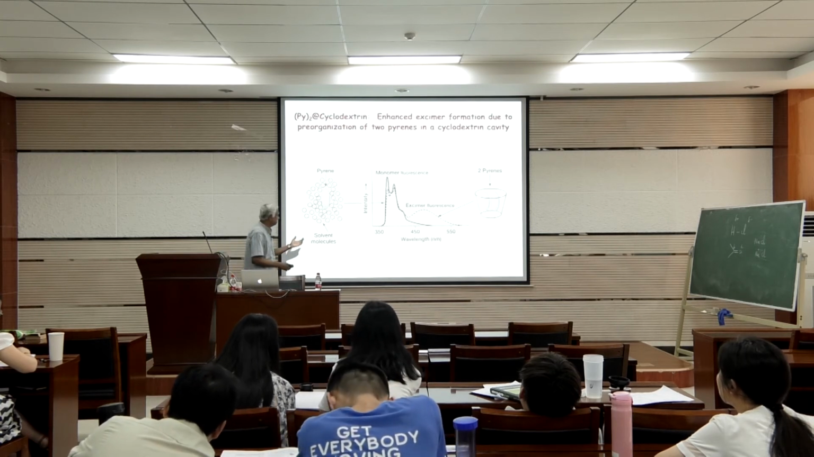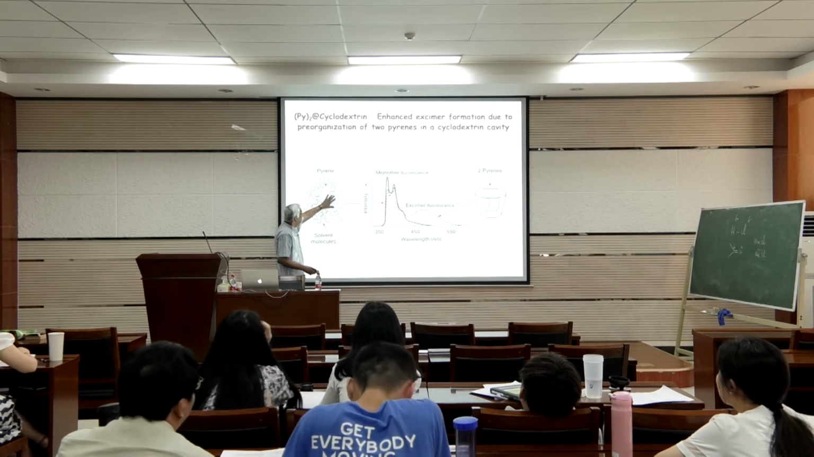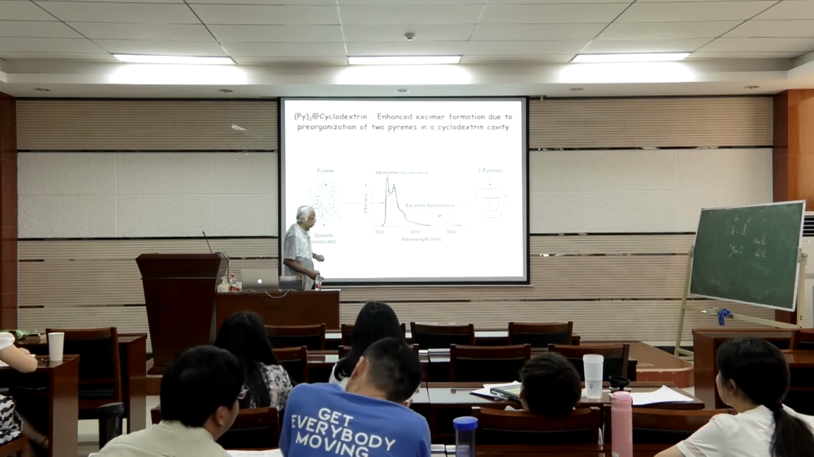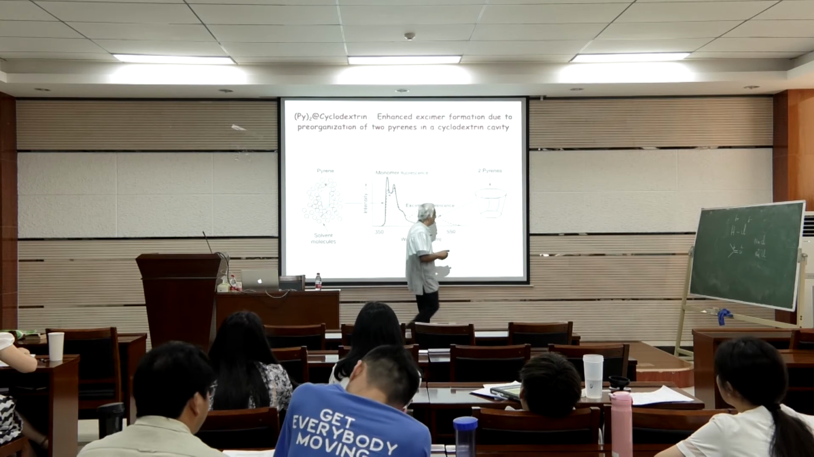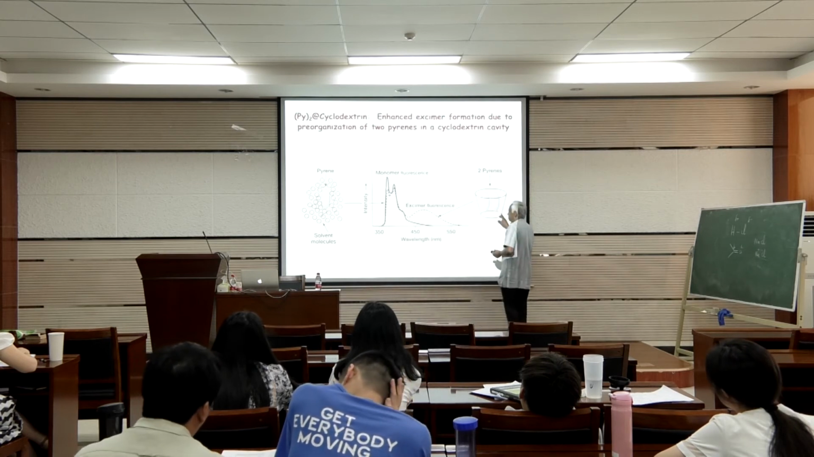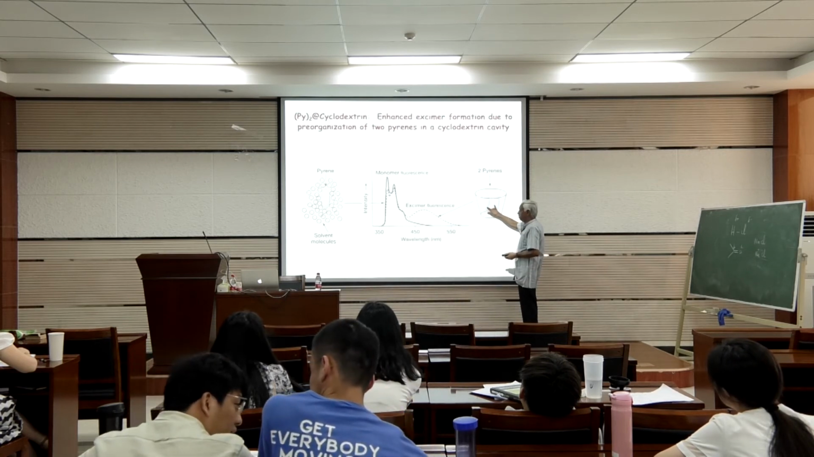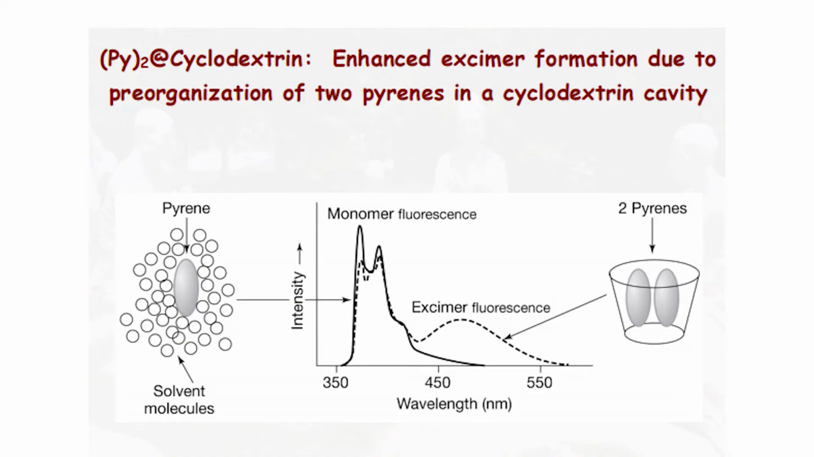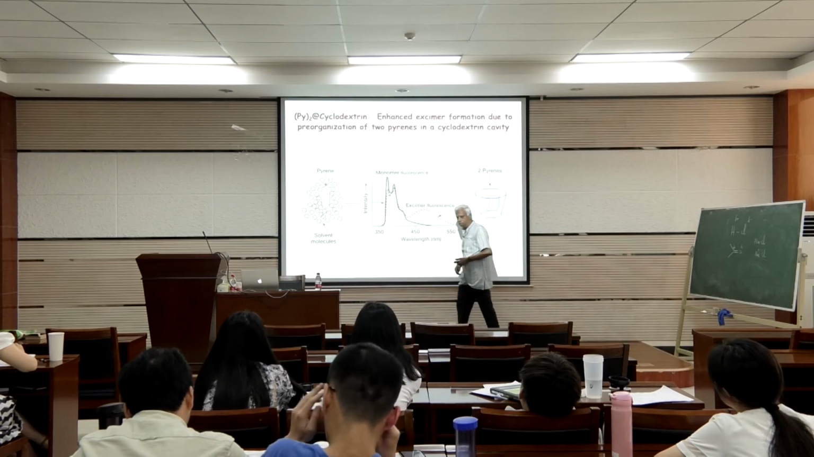Basically what happens is, when it is in a solvent, it is completely surrounded by solvent molecules. Whereas in the presence of cyclodextrins, the pyrene goes inside. If it is a bigger barrel, then two of them can go. That means two molecules are sitting right next to each other. As soon as you excite, you see mostly excimer.